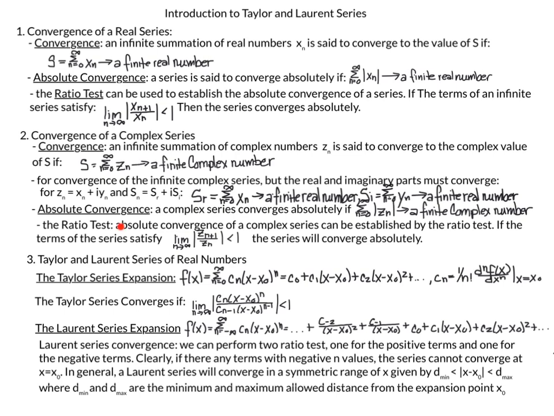And we also have the ratio test. It's totally analogous. If the limit as n approaches infinity of the absolute value of z_(n+1) over z_n is less than 1, then the series will converge absolutely.